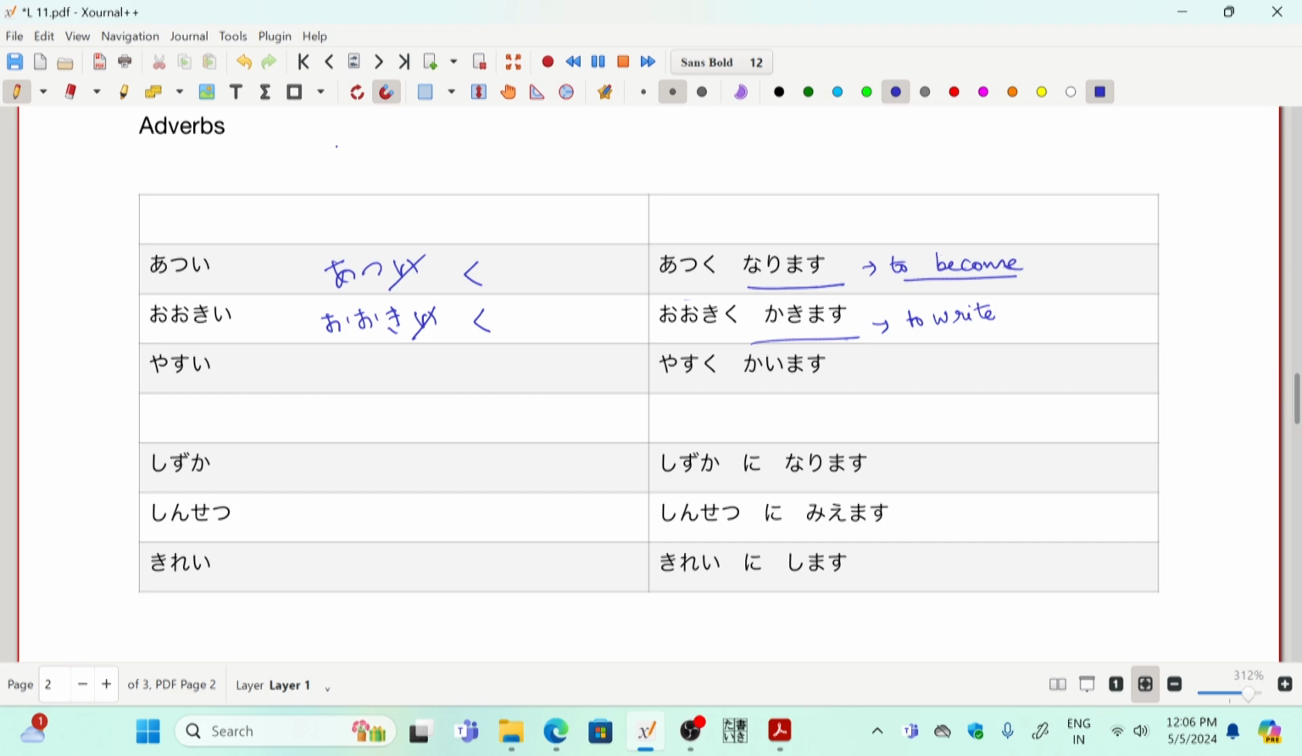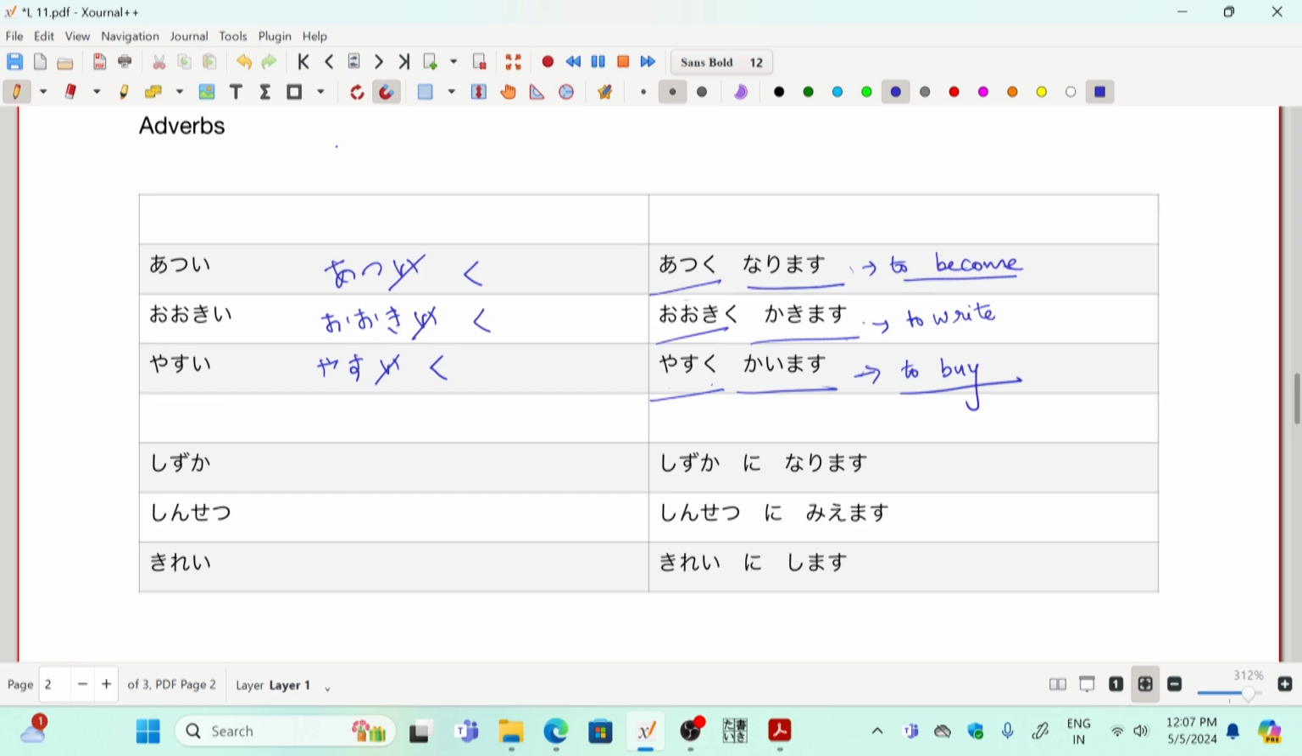Yasui is cheap. So we have changed yasui into yasuku. Cut e, add ku. Yasuku kaimasu. I buy cheap. Okay. So yasuku kaimasu. Kaimasu is to buy. So these three have become the adverbs for these verbs.